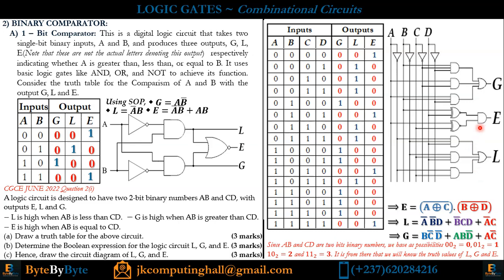Same thing for L and for E. I simply have 2 XNOR gates then with an AND gate. So this is the circuit for a 2-bit binary comparator. And this is what came in June 2022 for a whole 9 marks. Guys, I hope you understood very well. This is the end not only of the lesson but of the chapter in general.